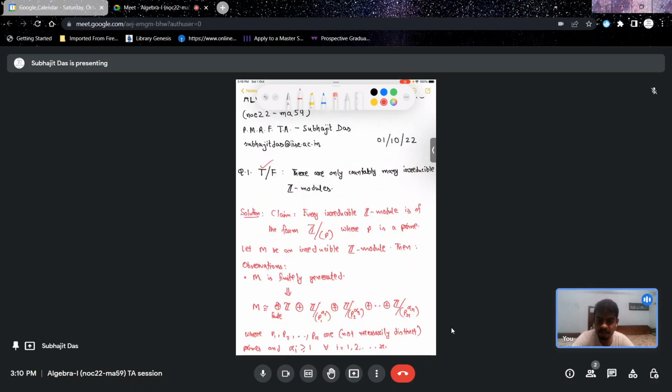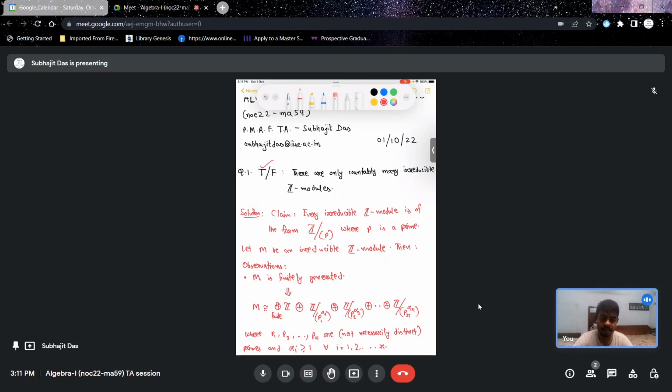Now in order to solve this problem, I have basically used the primary decomposition theorem here. But then again, let me remind you, it's not a necessity. I used the structure theorem for finitely generated modules over a PID, but there is no necessity that you have to use that. It could be done in a much more elementary way.